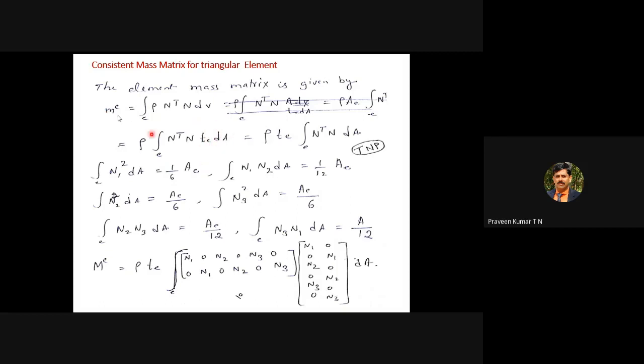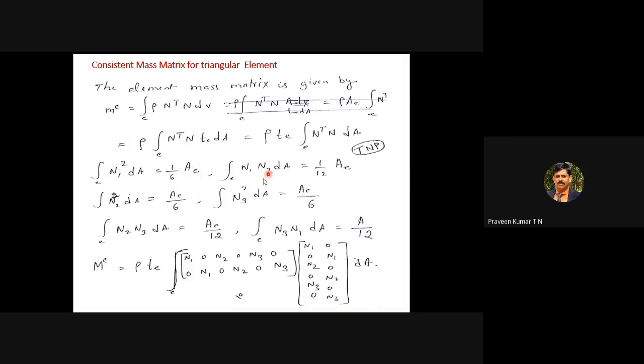That is the mass matrix. Then N1, N2, N3. After simple multiplication, we end up with N1 square into dA. If you cannot do all the calculation, multiplication or integration, you have to remember that the integral of N1 square into dA is 1 by 6 into AE.